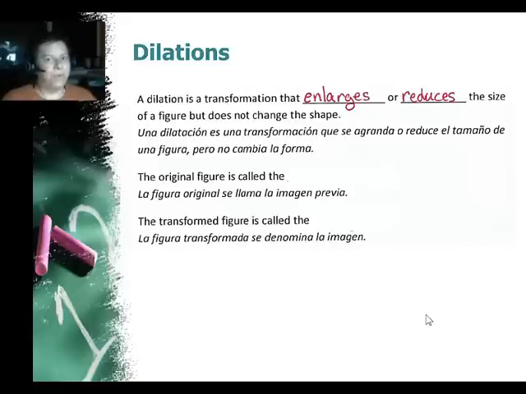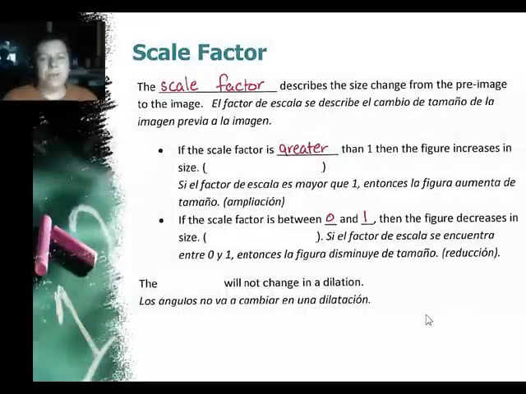This is not new. We've already used these words. And in fact, we've already used the words for the original figure. Remember, that is called the pre-image. And the transformed figure is also called the image. When we're working with dilations, we're always using the scale factor, not the similarity ratio. And just as before with similar polygons, that describes a change from the pre-image to the image, from the original to the transformed.